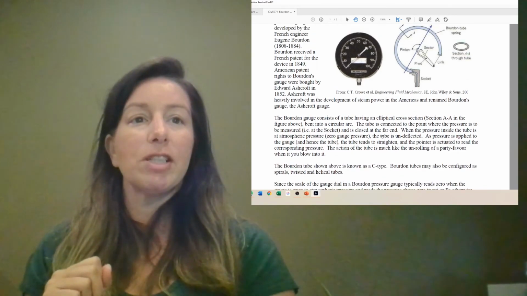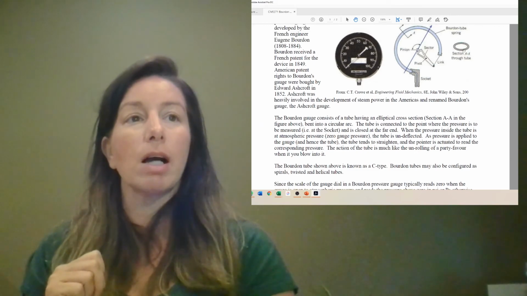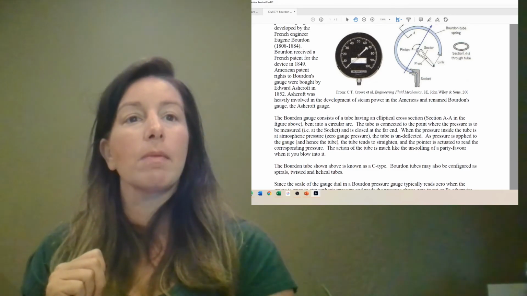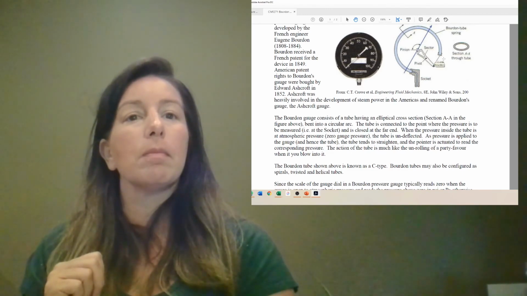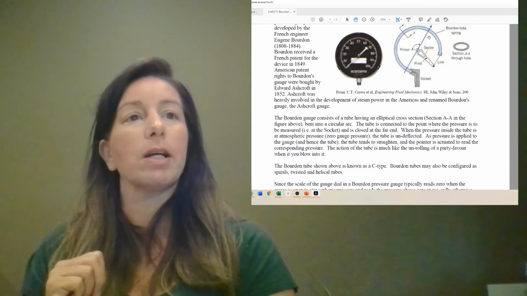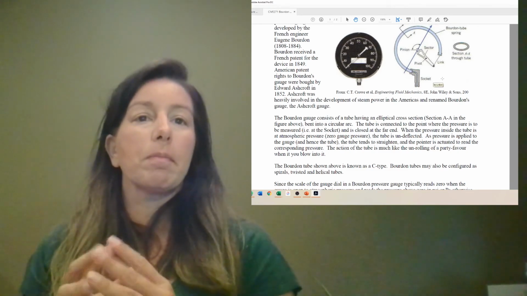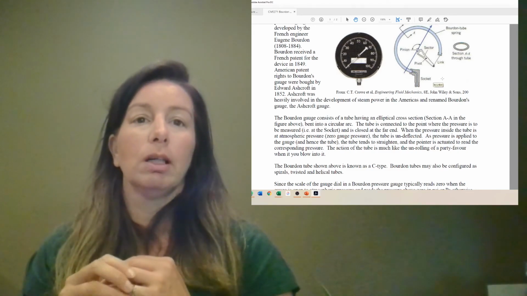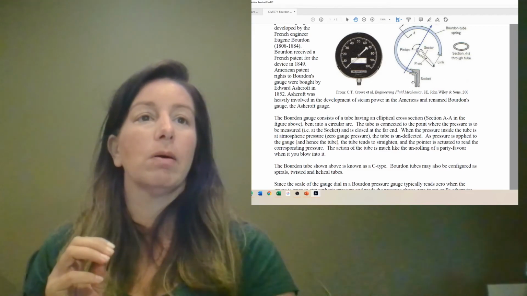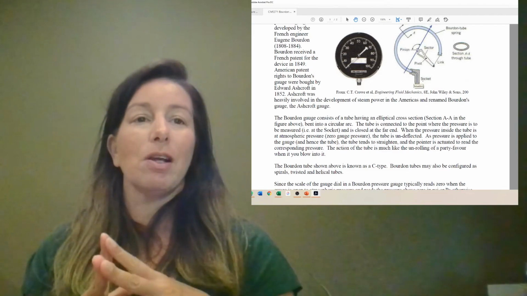So it consists of a tube having an elliptical cross section. You can see it right there. So it's a tube, and it's bent in a circular arc. So here's our tube bent. The tube is connected to a point where the pressure is to be measured, i.e. at the socket. So here we go, there's the socket, and it's closed at the far end.